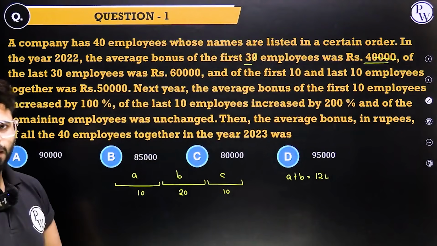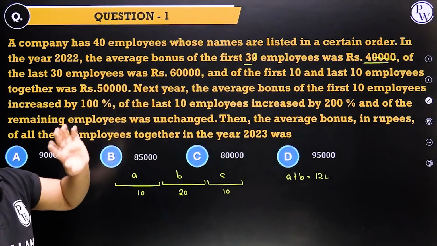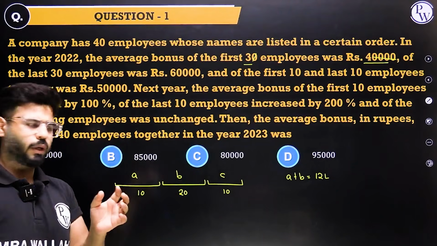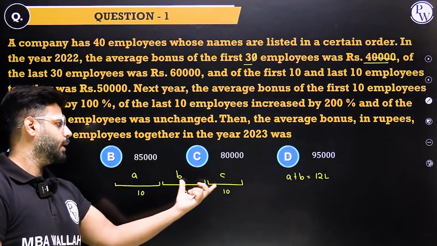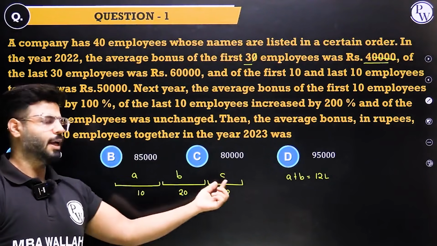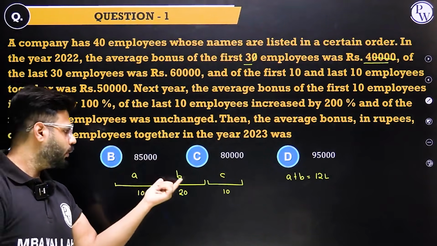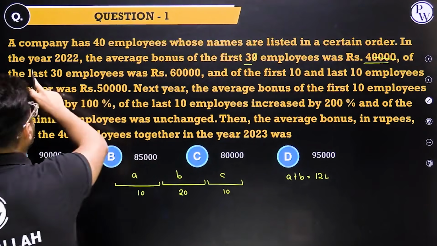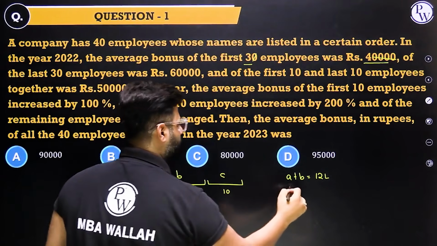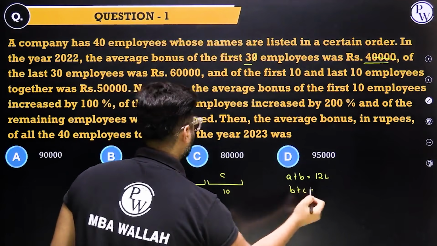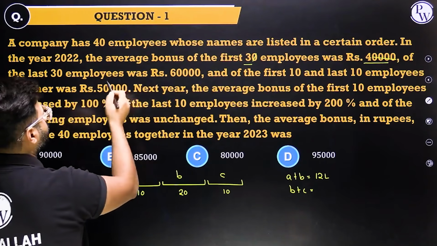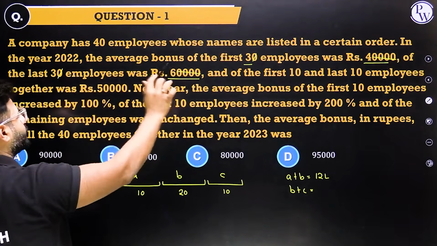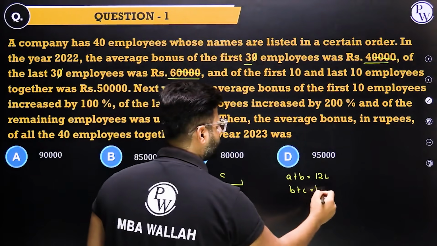Done. Similarly, I'm going to crack the entire scenario because I have divided the 40 people in such a beautiful way that the first 30 is A plus B, the last 30 is B plus C, first 10 is A, last 10 is C. That is how you approach. Now see, the last 30. For me, the last 30 sum up to B plus C. As per the question, the last 30 have the average of 60,000, so 30 into 60,000, 3 sixes are 18. B plus C is 18 lakh.